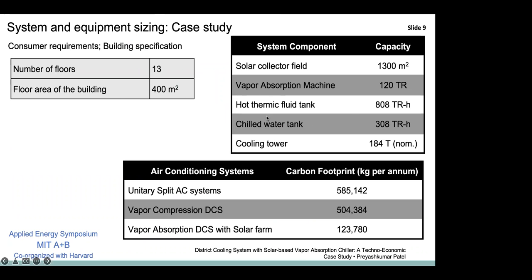The carbon footprint was also calculated for different air conditioning systems like unitary split air conditioning system, and district cooling system comprising vapor compression and vapor absorption refrigeration system. The third system, vapor absorption district cooling system with solar farm, has the lowest carbon footprint, around 123,000 kilogram per annum.